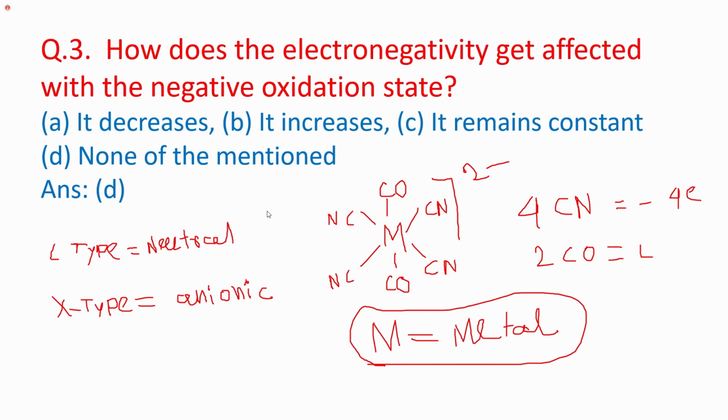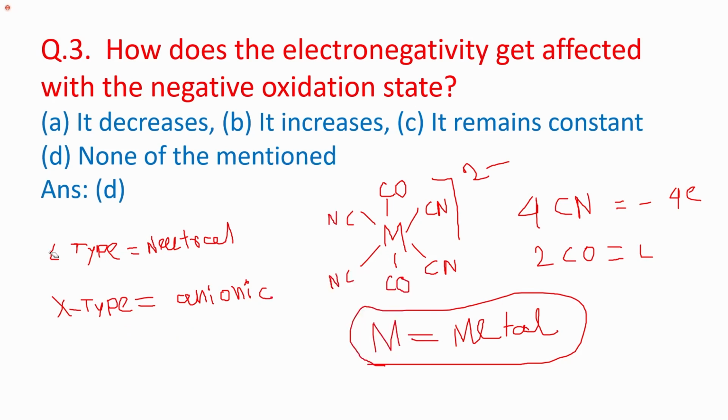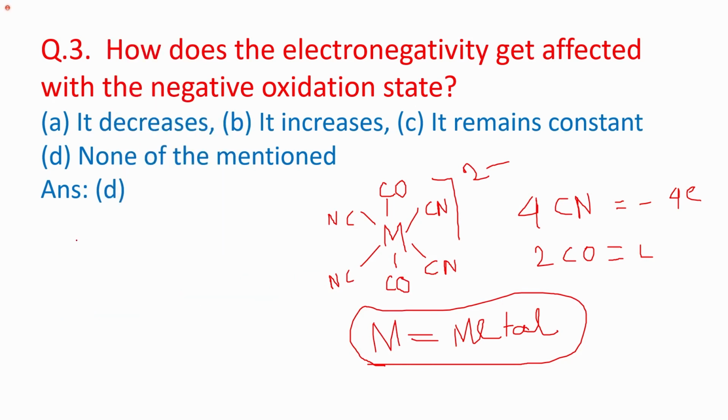Okay, I'll erase this part because we don't have this much space. I'll first erase this part and I'll write here. So I was discussing the metal in the plus 2 oxidation state. In the same way, let's take another example where the metal is in the plus 3 oxidation state.